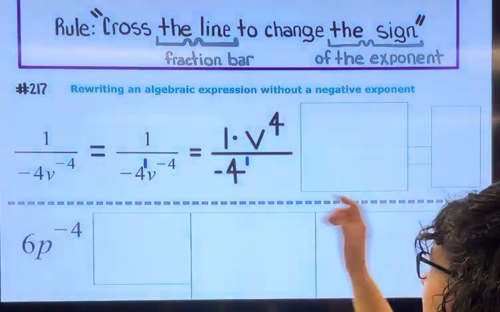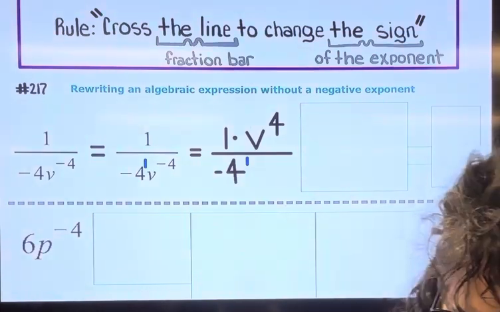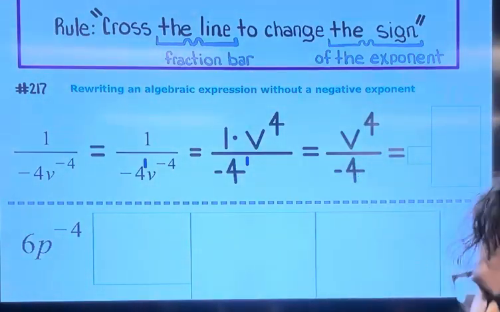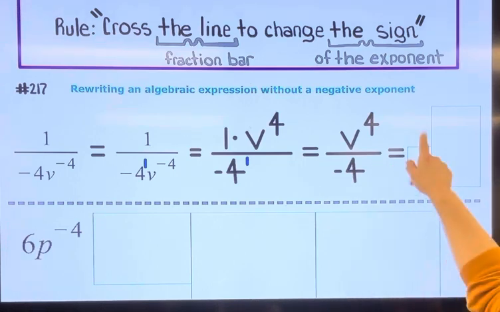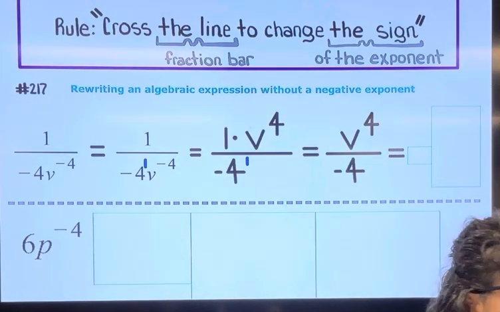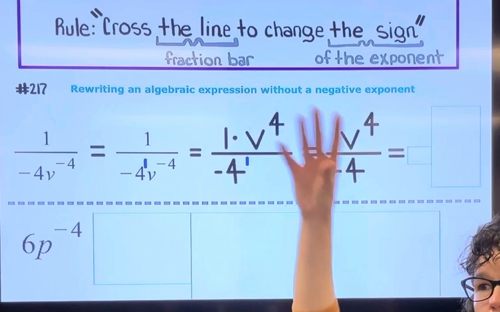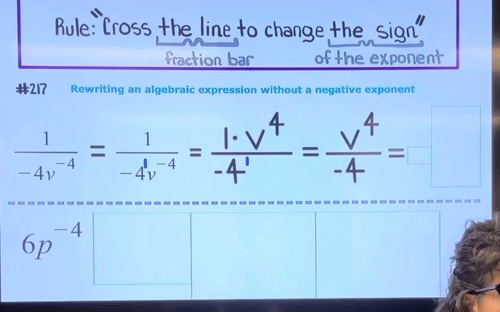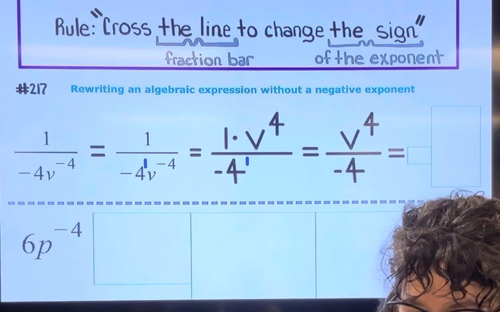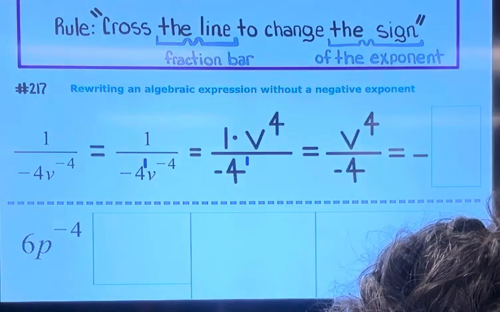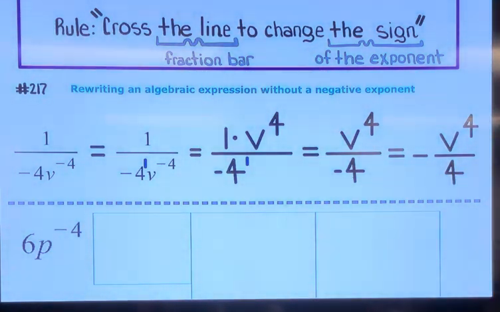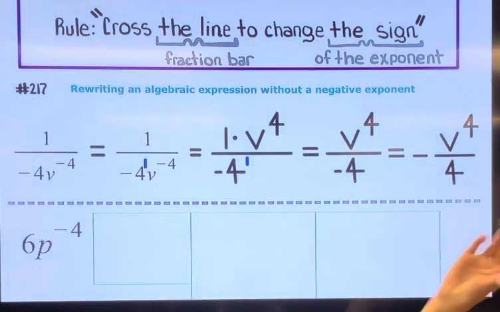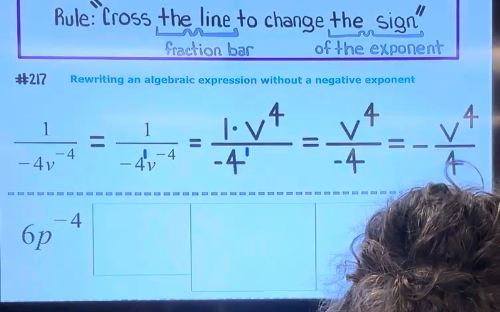Finish simplifying there. -4 to the first power is still -4, and then I have v to the 4th power. When you've got a fraction, the negative on a fraction can go with the numerator, the denominator, or out to the side. But typically for your final answer, you write that negative out to the side, and I have negative v to the 4th over 4. I've got a couple more examples of the same thing.